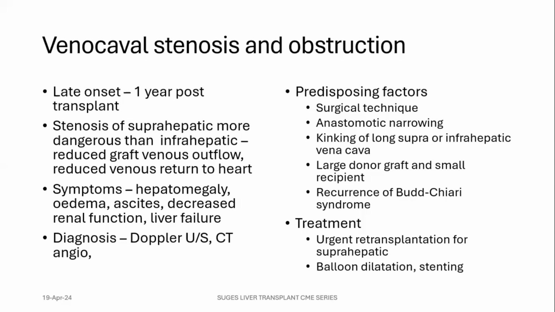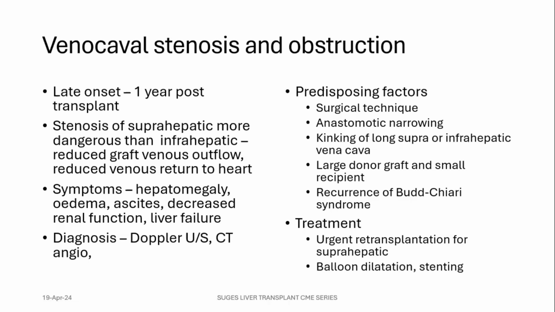Predisposing factors are the surgical technique of your anastomosis. If you have so many sutures around the anastomotic site, that can predispose the anastomosis to narrowing and fibrosis. Then if you have a long supra and infrahepatic vena cava, these can cause kinking, and that can also give you some kind of obstruction and stenosis. Then if you have a large donor graft and a small recipient, this is, again, back to the donor and recipient size mismatch. That will predispose you to stenosis.